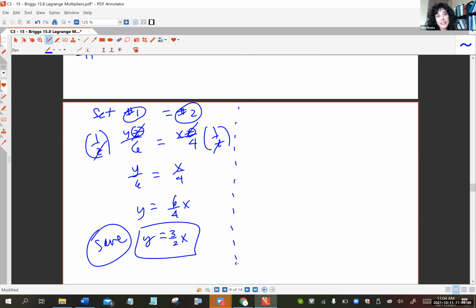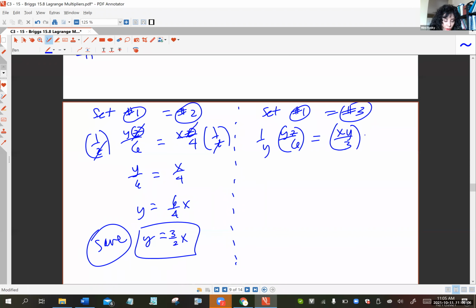Now what? I'd like to get z in terms of x. That's my next goal. So how about if we set the number 1 lambda equal to our number 3 lambda now? So I'll have yz over 6 is equal to xy over 3 and see what happens. Now notice that both of the sides of the equation have a y in it. So let's divide out by y. Cancel, cancel. And I get z over 6 is equal to x over 3.